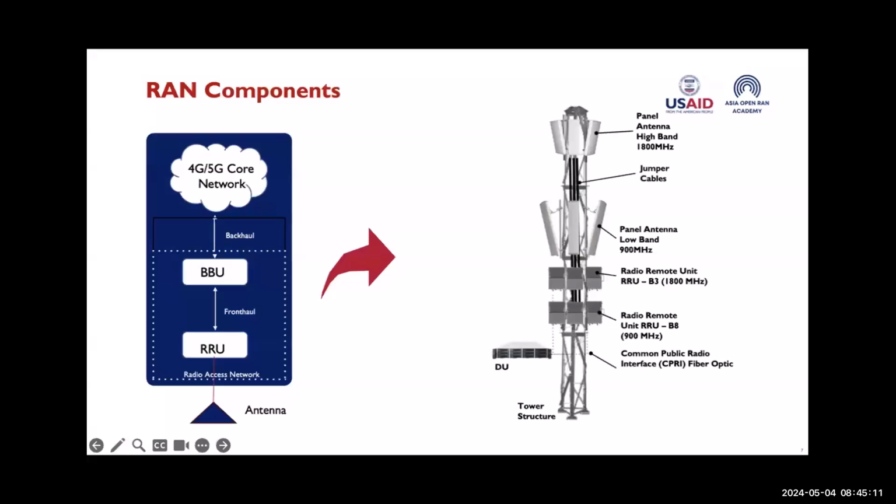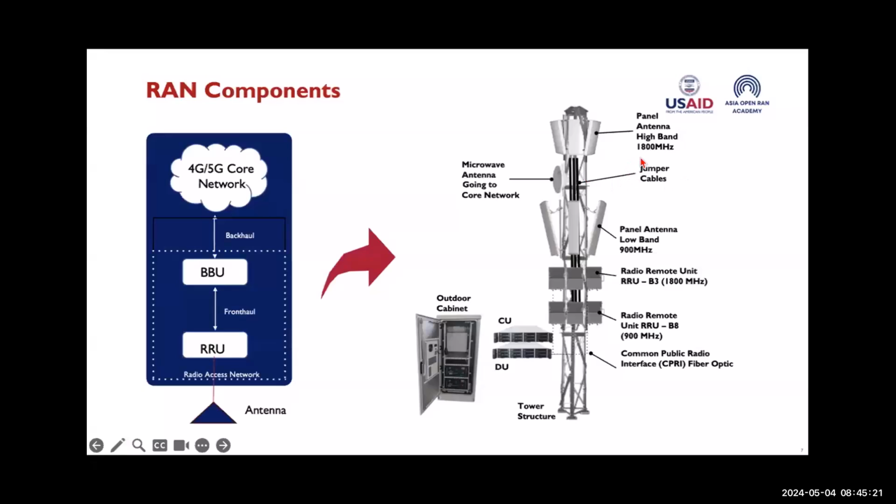And then you have the common public radio interface connected to your distributed unit, and then you have this centralized unit. And then you have this backhaul connection. In some cases, instead of microwave, most of the deployment that we saw in the Dish Network was through fiber optic. They have what they call the dark sites and the lit sites. Later on we'll discuss it further.